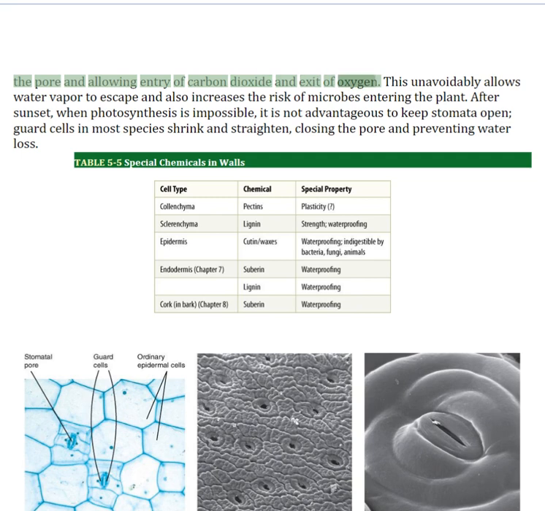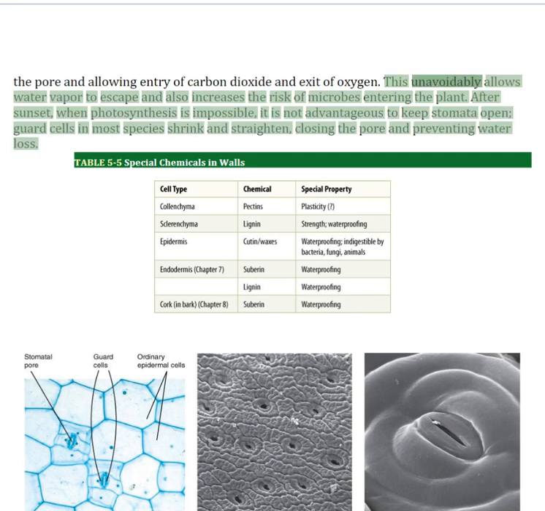and exit of oxygen. This unavoidably allows water vapor to escape and also increases the risk of microbes entering the plant. After sunset, when photosynthesis is impossible, it is not advantageous to keep stomata open. Guard cells in most species shrink and straighten, closing the pore and preventing water loss.